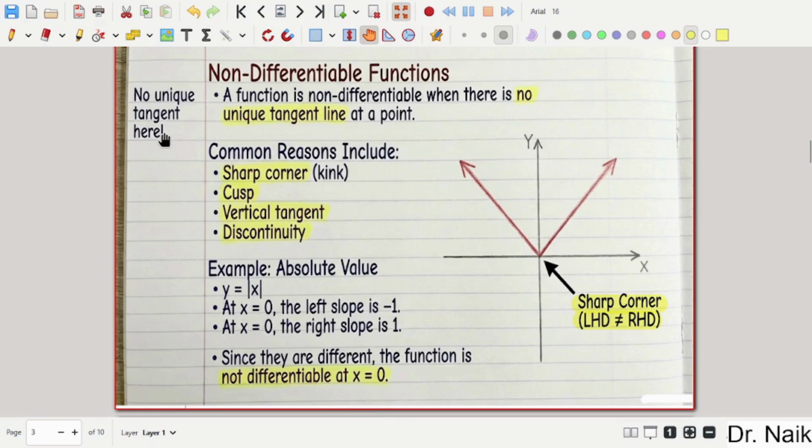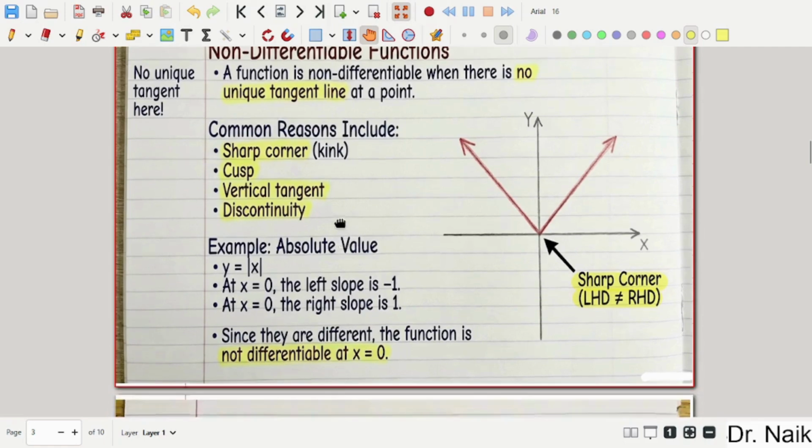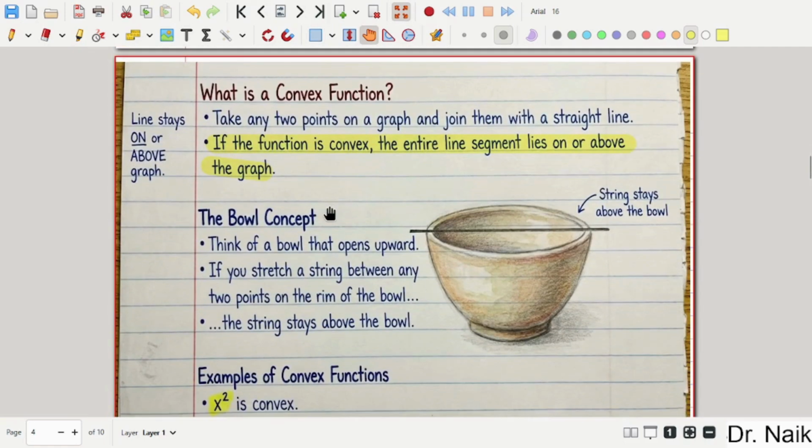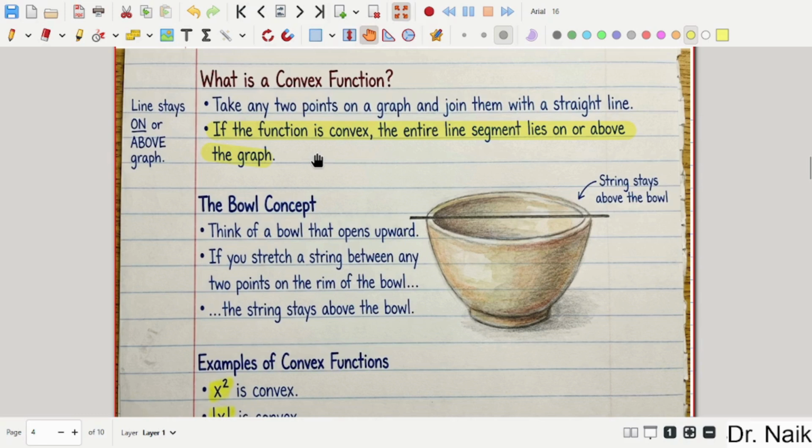So remember that in a non-differentiable function, there is no unique tangent line. What is a convex function? Take any 2 points on a graph and join them with a straight line. If the function is convex, then the entire line segment lies on or above the graph.